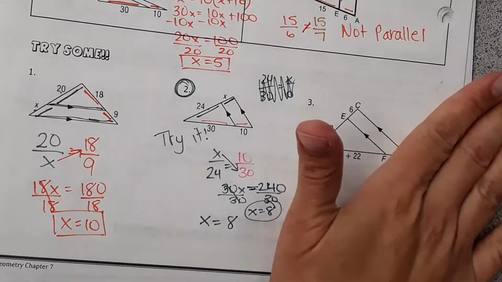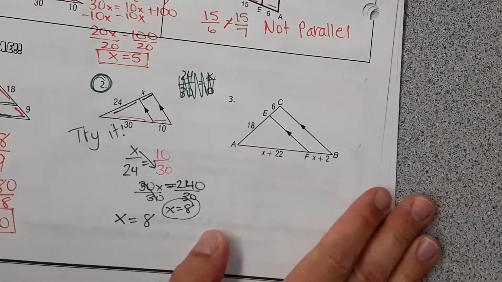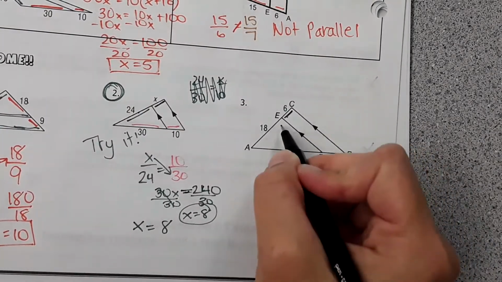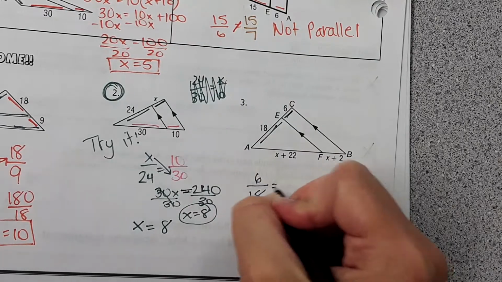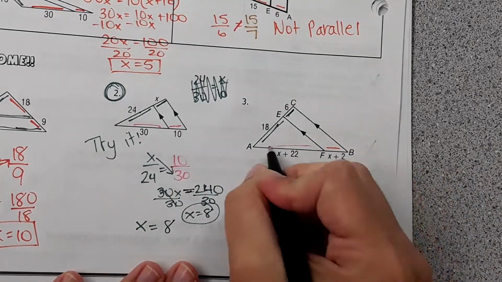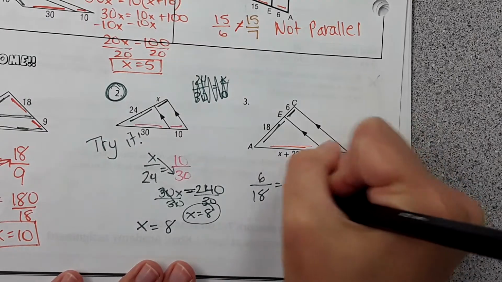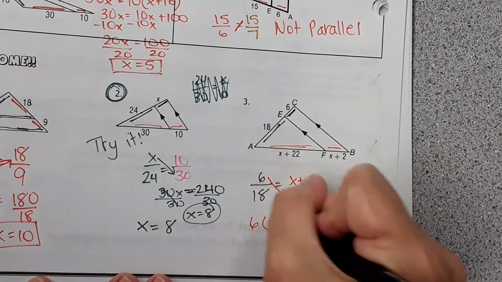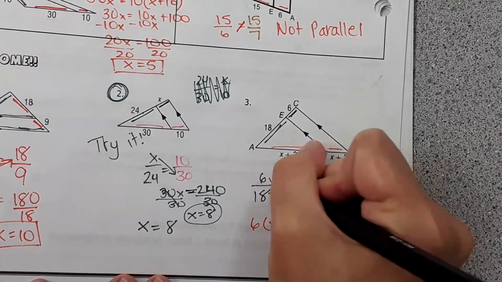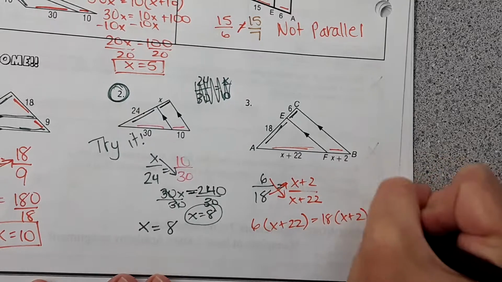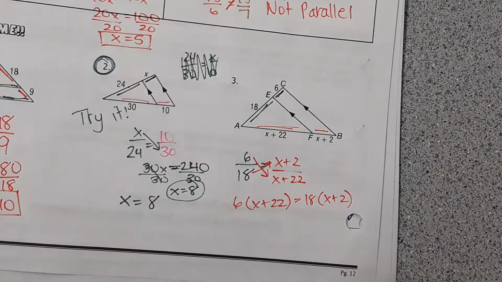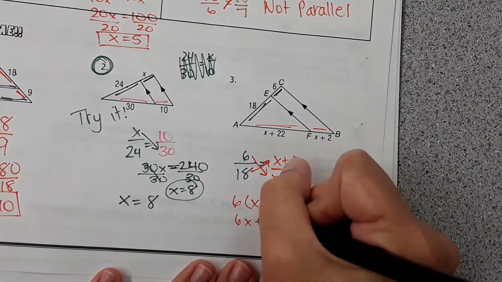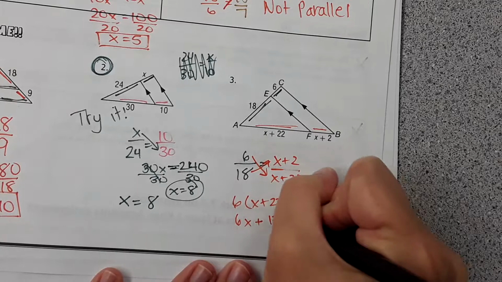You ready for the next one? Okay. The next one, number 3. Same idea. This time we have some expressions here. So this is proportional to this. So 6 over 18 equals, and this is proportional to this right here. x plus 2 over x plus 22. And then I'll use cross multiplication. Six times 22 is 132.